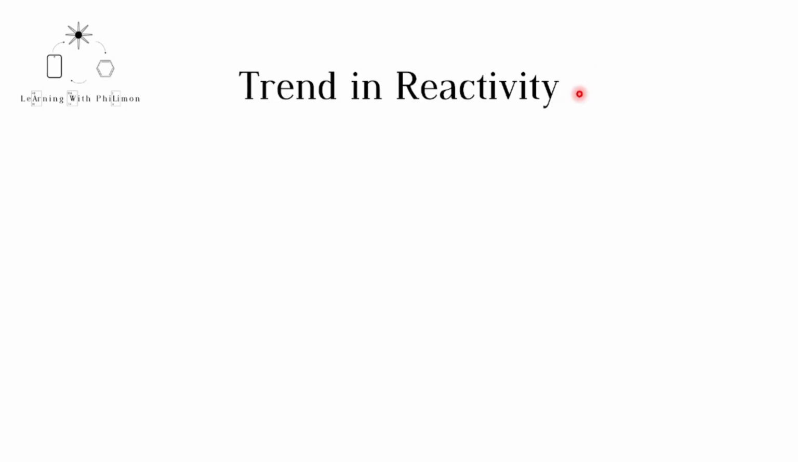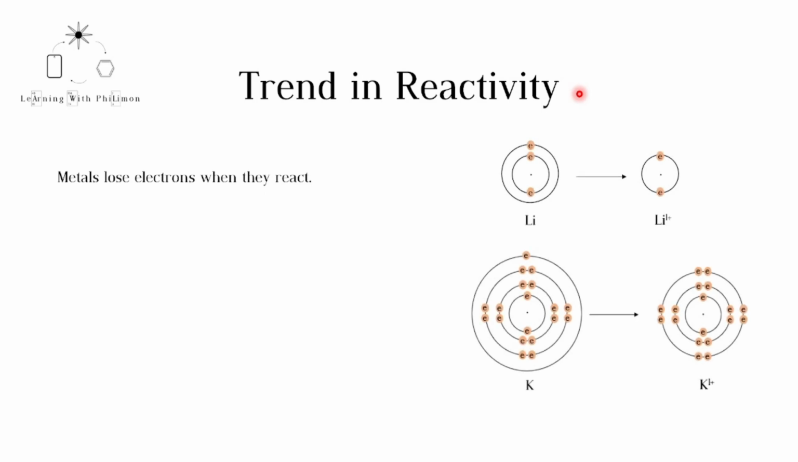When metals react, they lose electrons, so they have a complete valence shell. As a result, they form positive ions or cations. Here we can see both lithium and potassium losing one electron. Remember that the protons in the nucleus have a positive charge. Therefore, there is an electrostatic force of attraction between the nucleus and the valence electrons that are negatively charged.